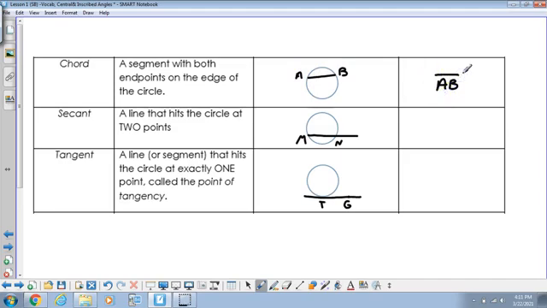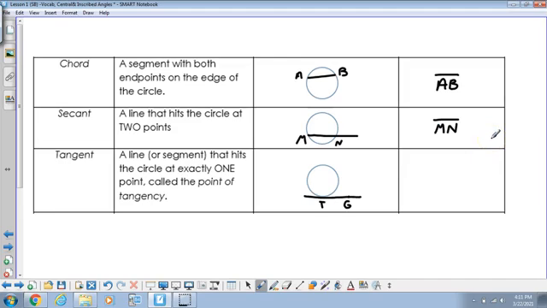A secant is a line that hits the circle at two points, and it goes outside of the circle. So it's not just a chord. Chords start and stop on that circle. A secant goes past it. Maybe it goes past it in both directions, but definitely in at least one direction. And this one we would label MN. If this is a segment, then we would just give it a segment symbol. If it was a line, then we would give it a symbol to indicate that it was a line.